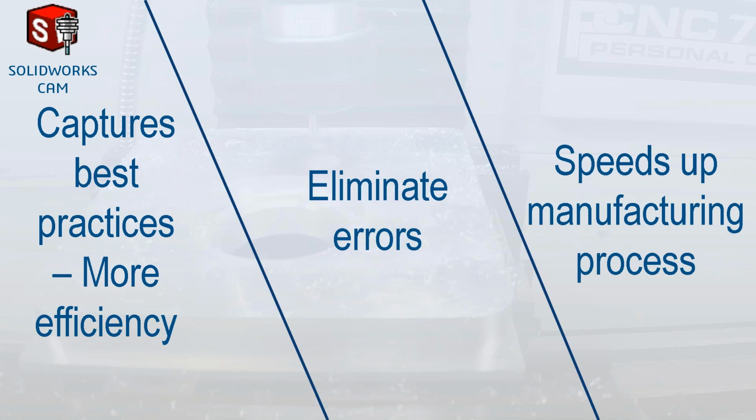So here we can see benefits, for example, capturing the best practices, because from the very start, SOLIDWORKS CAM is proposing strategies to cut the features, but then we can also immediately change those strategies, and they will be used for the next part. Also, we are eliminating errors, because we are not relying on drawings. We are not checking any 2D views. We are using the 3D directly to produce for the CNC machines. And of course, we are speeding up the manufacturing process because of that.